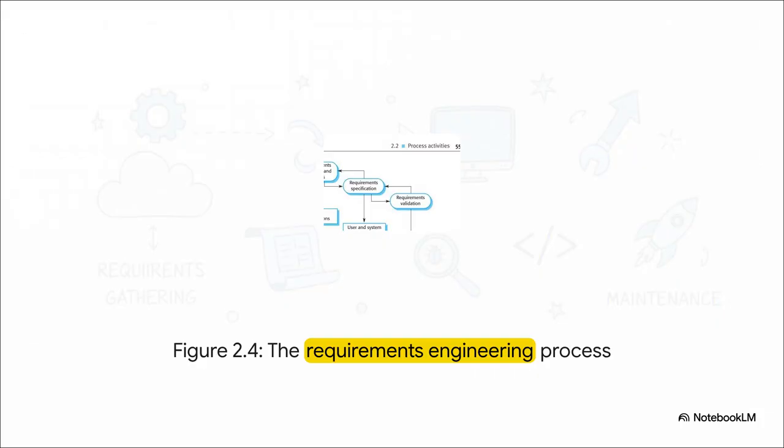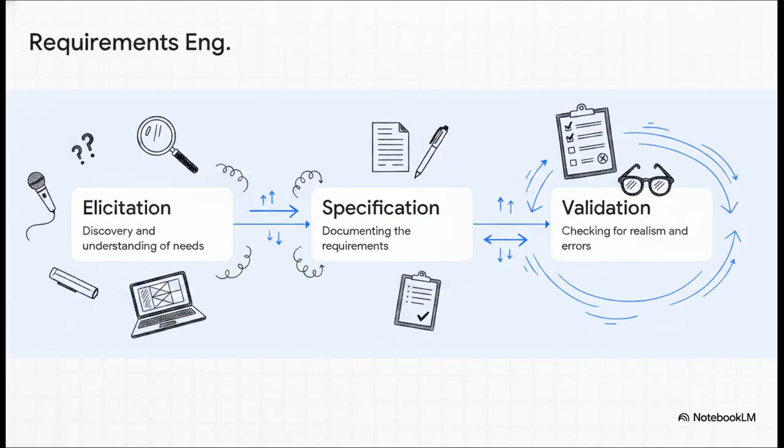If we look at Figure 2.4, straight from our textbook, it brilliantly illustrates this entire engineering process. It maps out how information flows from our initial understanding all the way down to a final agreed-upon document. As you can see, it's not just a single step. It is an iterative cycle. Let's break these specific steps down a bit further. That diagram is built on 3 main activities: Step 1 is requirements elicitation and analysis.